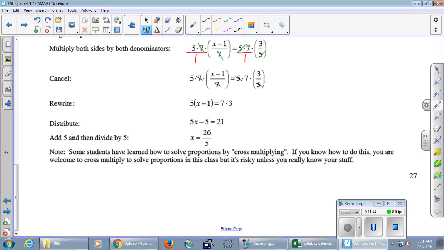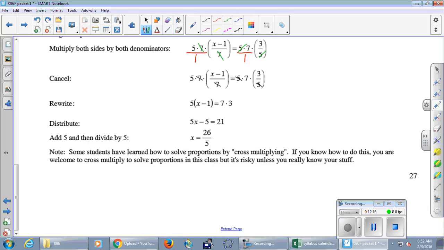Note, some students have learned how to solve proportions by this thing called cross multiply. Raise your hand if you've done cross multiply in your past. If you know how to do this, you are welcome to cross multiply to solve proportions in this class. I will never force you to do this idea of multiply both sides by both denominators. But it is risky to cross multiply unless you really know your stuff. I'm not going to talk about it anymore. I'm probably not going to use the phrase cross multiply anymore. I am just always going to multiply both sides by both denominators.